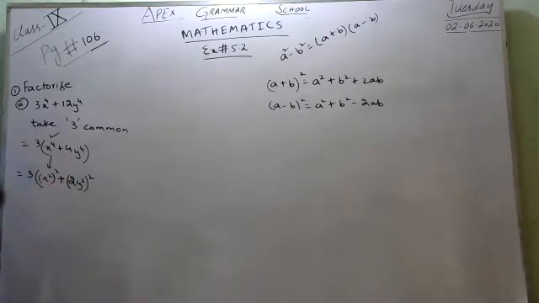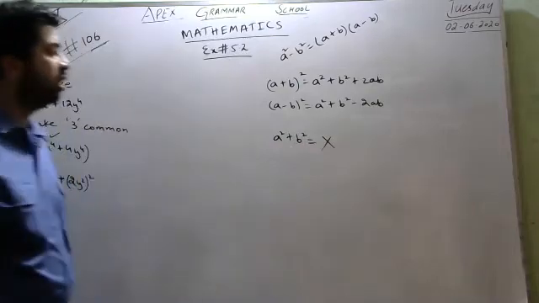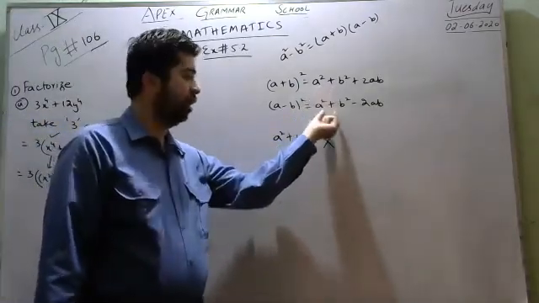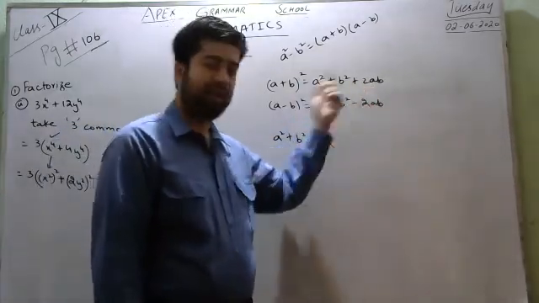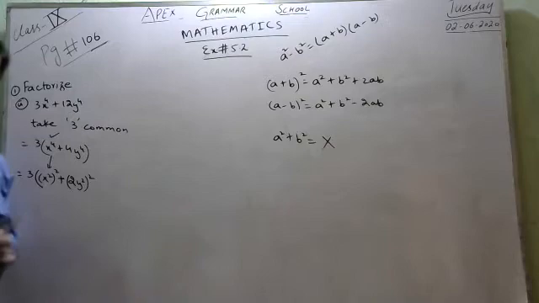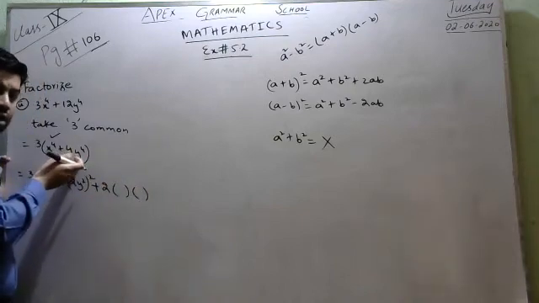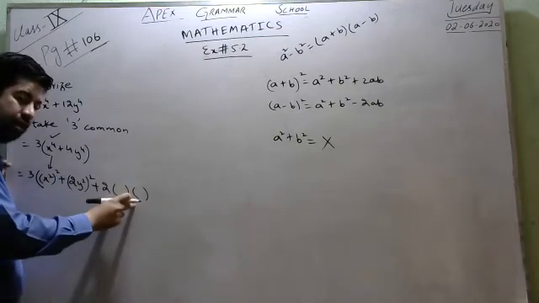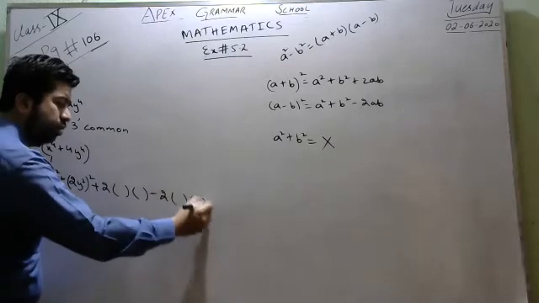Now a² + b² is not any formula. A² + b² is here, and after that, we need plus 2ab or minus 2ab. Both things are not here. So we will have to make this formula forcefully by adding and subtracting at the same time. Now we need plus 2ab, because this plus 2ab is not here. So I am going to forcefully write this. If I add, then at the same time I subtract 2ab.